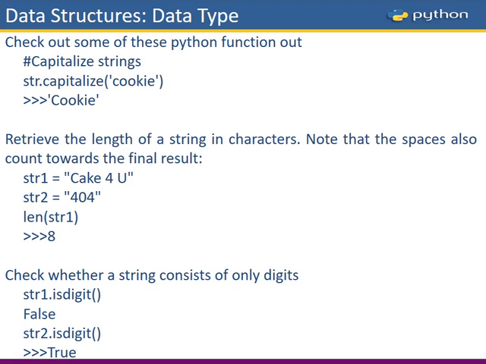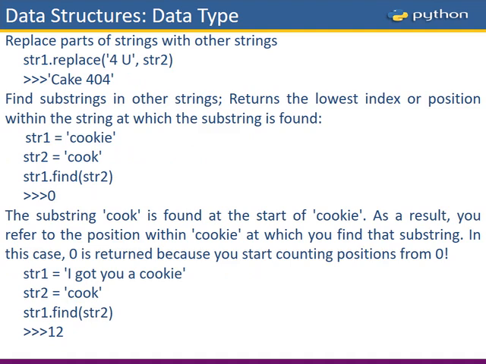Like this one, we check whether a string consists of only digits. We see using boolean, so true or false, whether that string consists of only digits or doesn't contain only digits. That's why we have the boolean true or false. In this example, we replace part of the string with another string. You can see from the little example code here.